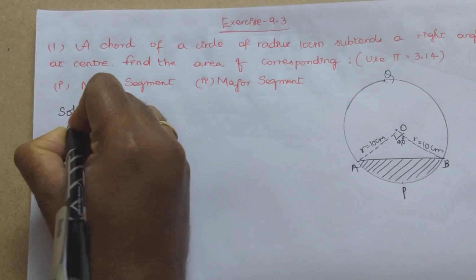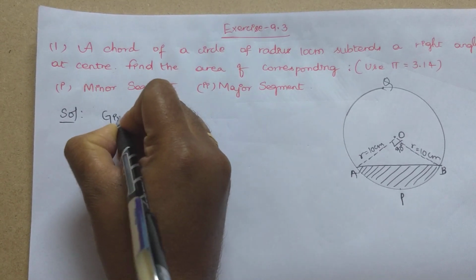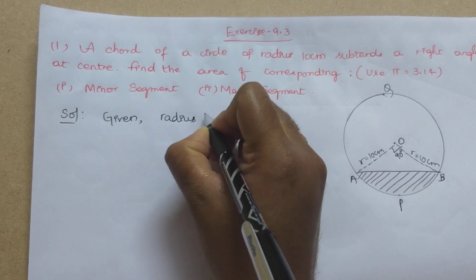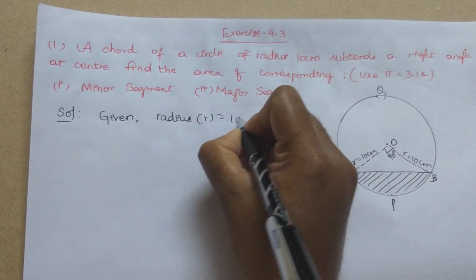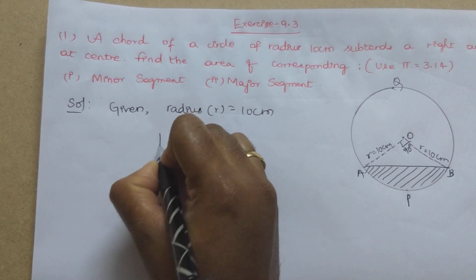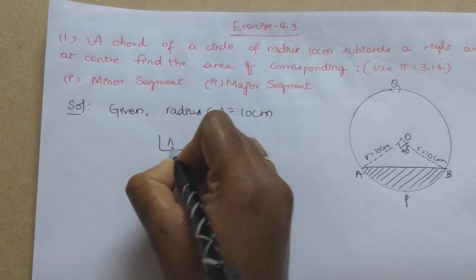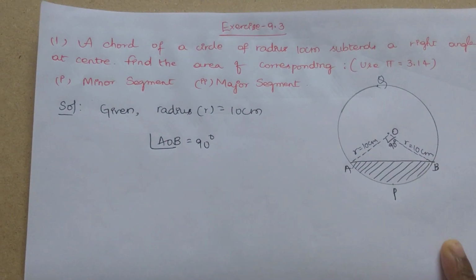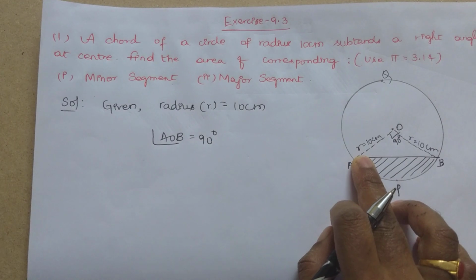Okay, solution. What did they give? Given radius r equals 10 centimeters, and angle AOB equals 90 degrees. Okay, so how can you find this area of the segment?